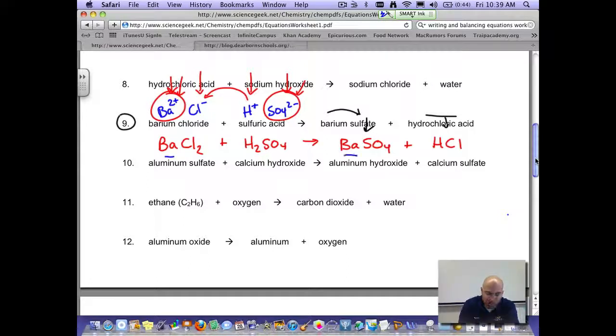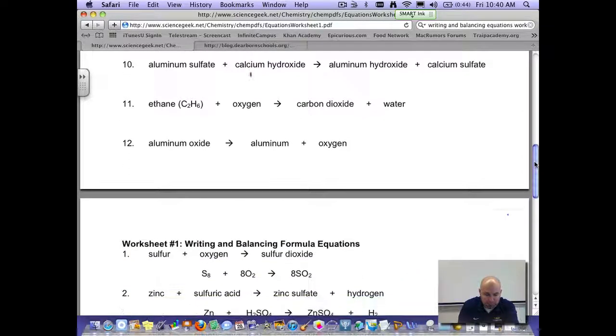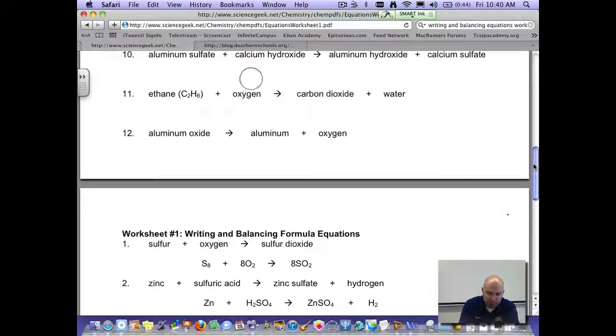Okay, let's balance it. 1 barium, 2 chlorines, 1 chlorine, let's go ahead and put a 2 there. 2 hydrogens, 1 sulfur, 4 oxygens, and balanced. So this is a double replacement reaction. Okay, let's scroll here just a little bit and do another one.